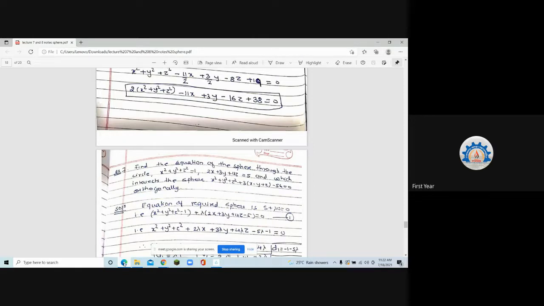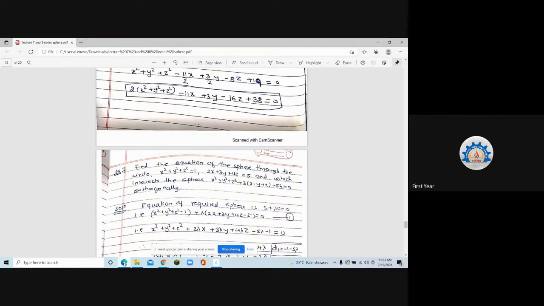Is it okay? Minus 56. So u2 is 3 by 2, v2 is minus 3 by 2, and w2 is 3 by 2. d2 is minus 56. Since s1 and s2 are orthogonal.